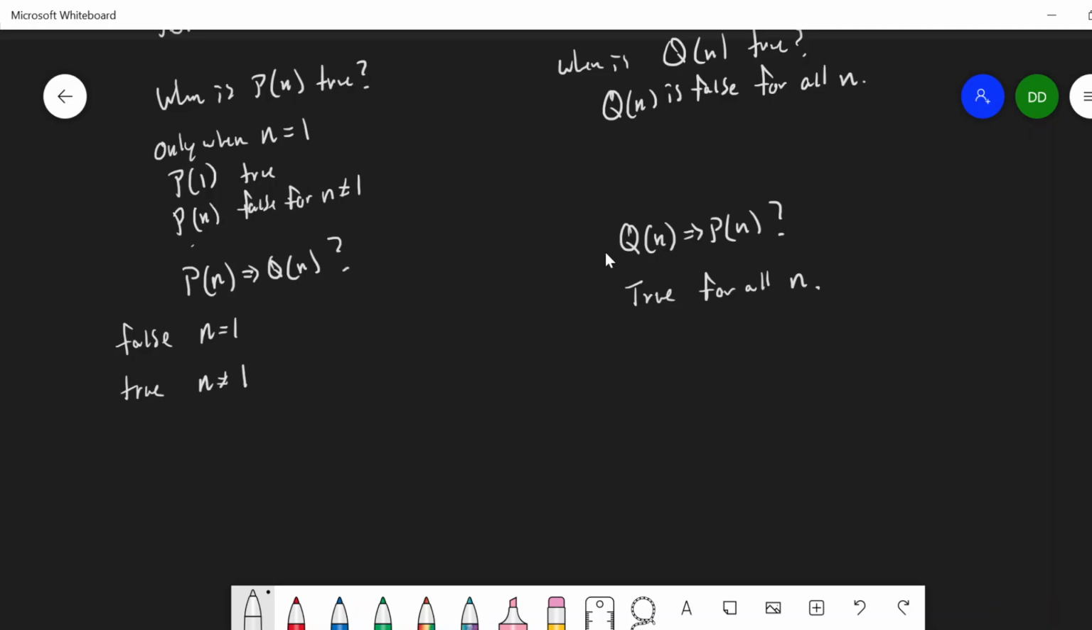So now I take the conjunction of these two for P of n if and only if Q of n, and I need both of these to be true. This is true when n is not equal to 1, and this is true for all n. So P of n if and only if Q of n is true for all n not equal to 1.